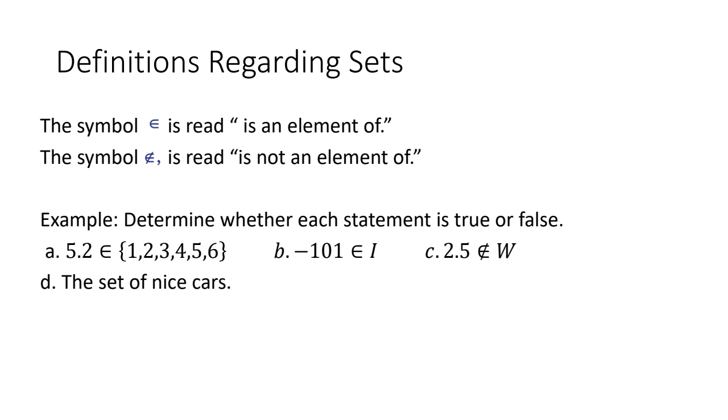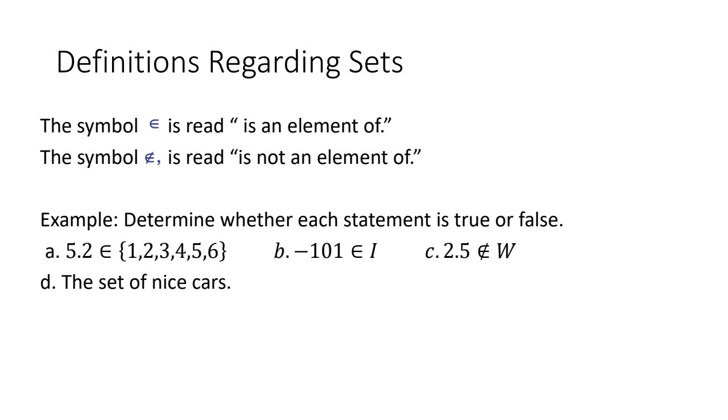Now, definitions regarding sets. This symbol, we actually saw it before. It looks like an E, but it's more like a Greek symbol, and what it means is "an element of." This symbol is used to differentiate between an element and a set, saying this object is an element of this set. If you put a diagonal line across it, then it's the opposite: this object is not an element of the set. The example says, determine whether each statement is true or false.